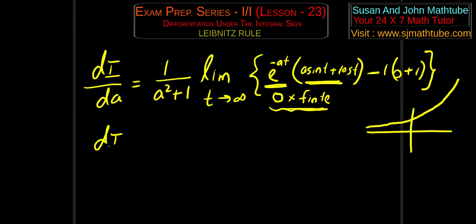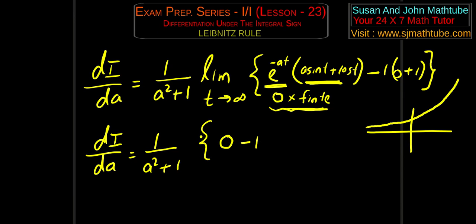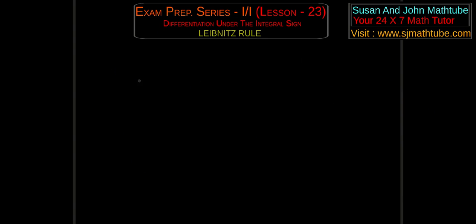So we end up with something like this, dI by dA equal to 1 by a square plus 1. The first term becomes 0 and the second term becomes minus 1. So dI by dA is equal to minus 1 by a square plus 1.